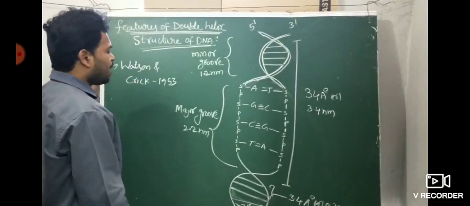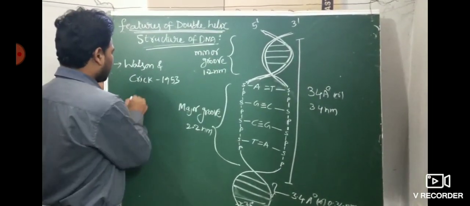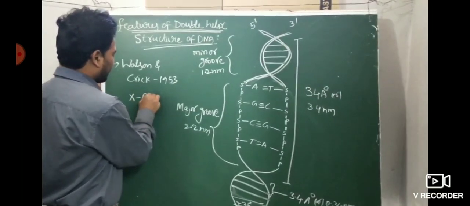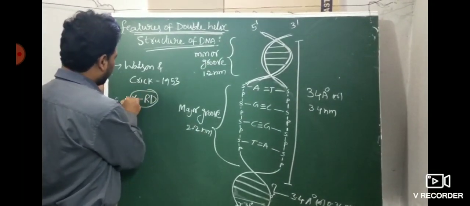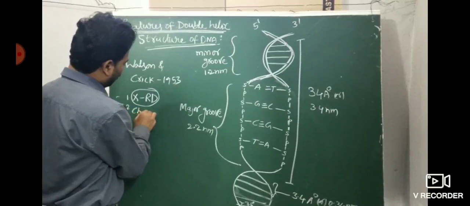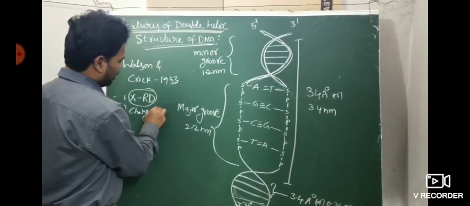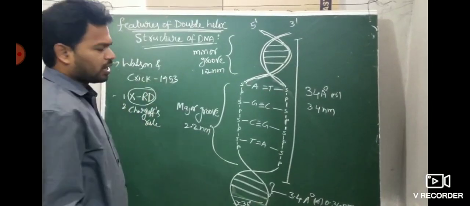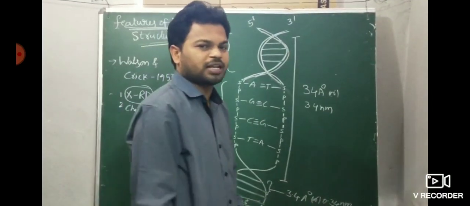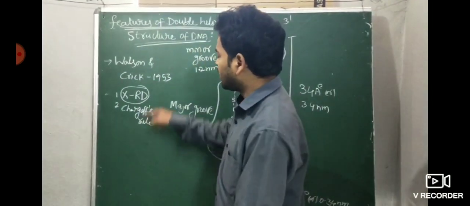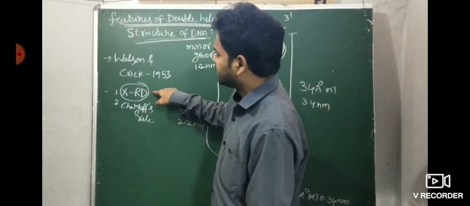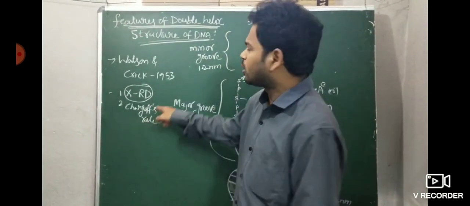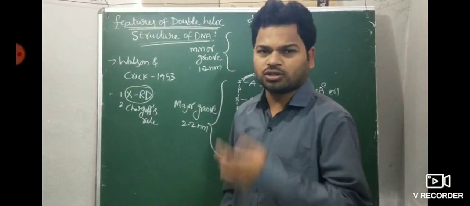Watson and Crick proposed the double helix structure of DNA in 1953, based on Wilkins and Franklin's X-ray diffraction data and Chargaff's rule. I explained Chargaff's rule in the last class. This can also come as a NEET question.